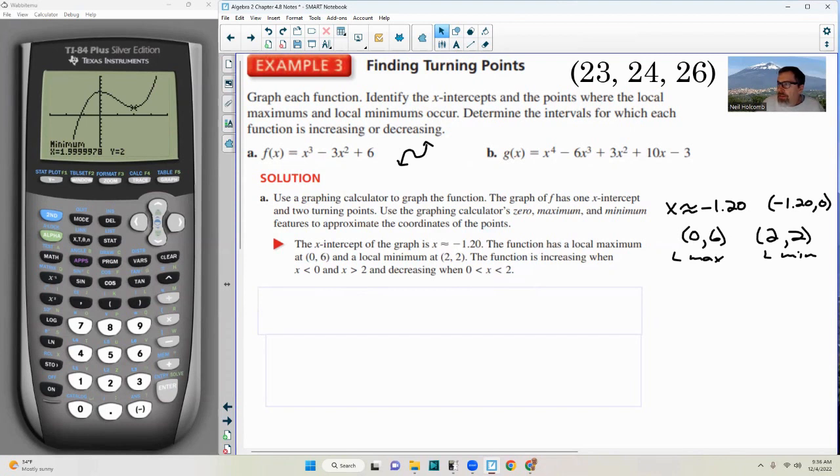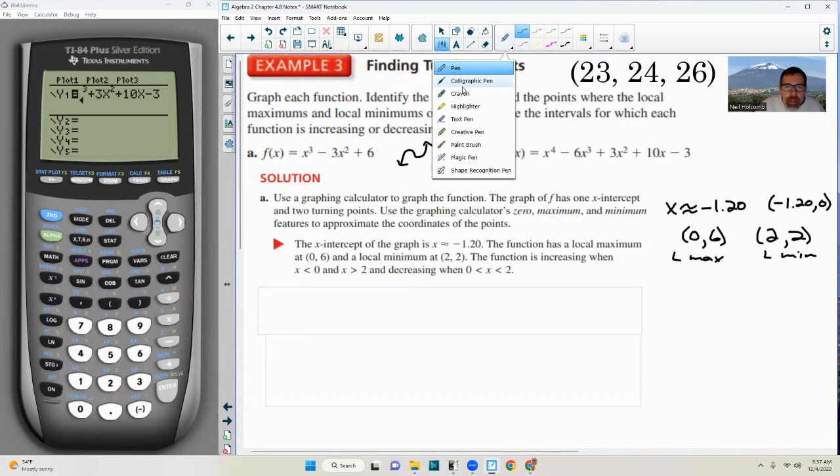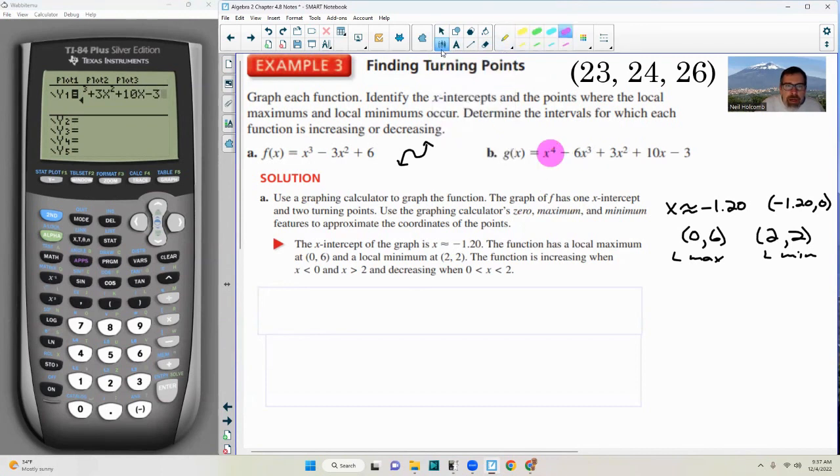And let's see, am I recording right now? I am. Okay, so I'm just making sure. So I'm going to go to y equals and clear that. Now I'm going to graph this. So it's x to the 4th power minus 6x cubed, math 3, plus 3x squared and plus 10x minus 3. Okay, so 4, 3, 2, 1, 0. It's in standard form. And my leading coefficient is positive.